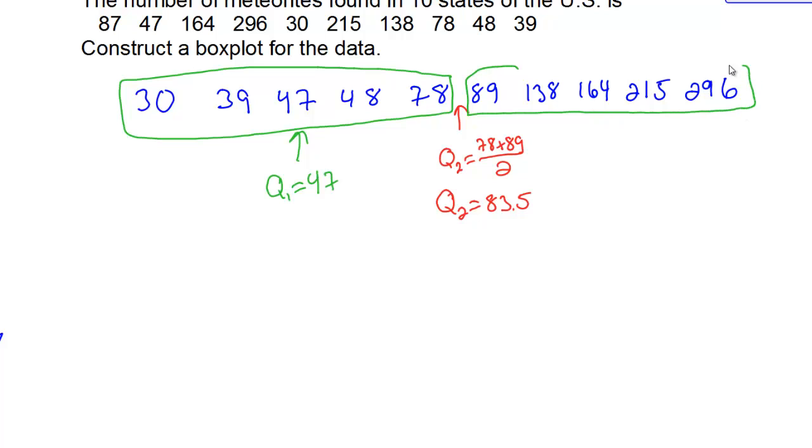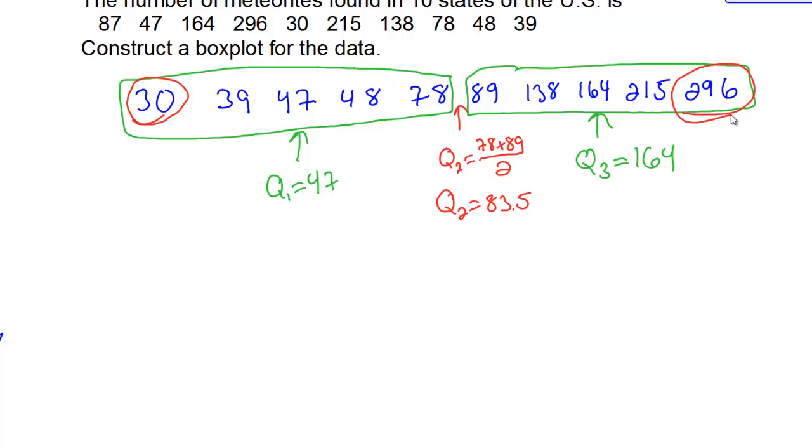And the median of my upper group is Q3, which is going to be 164. So I have 3 of my 5 numbers that I'm going to use. The other 2 numbers that I want to use in my box plot are my lowest number and my highest number. So I now have the 5 numbers that I'm going to use in my box plot.